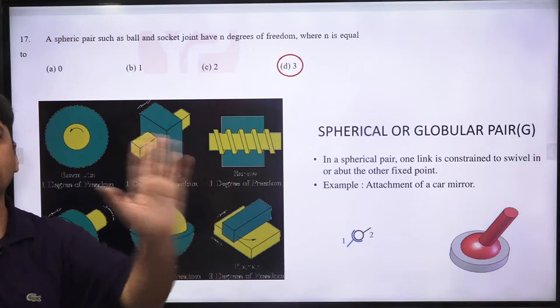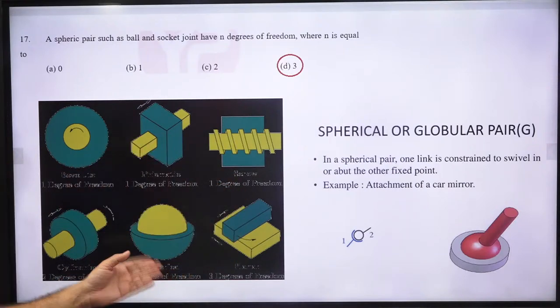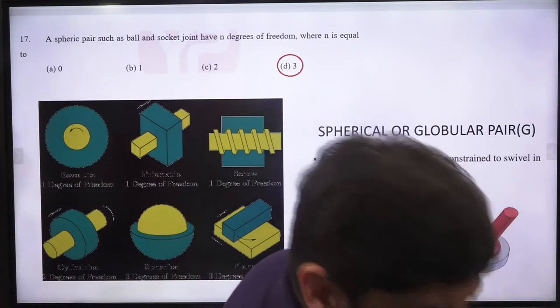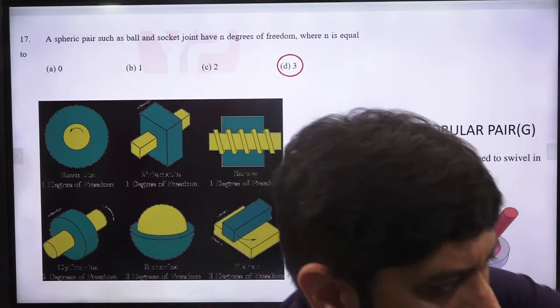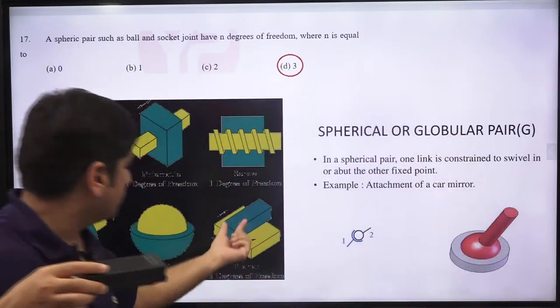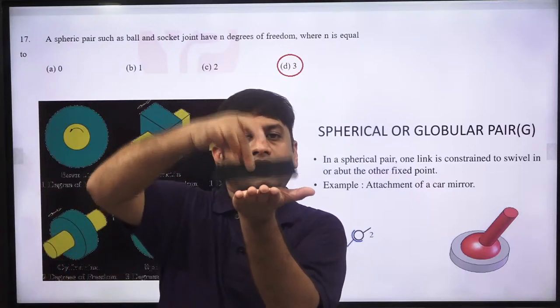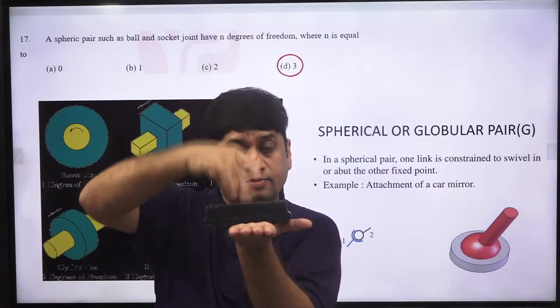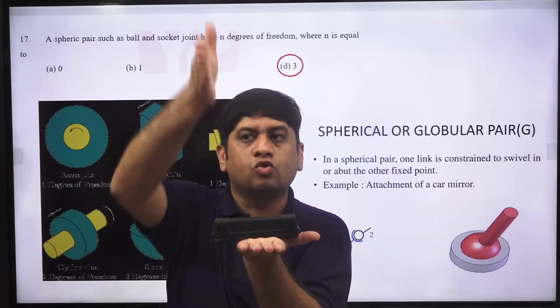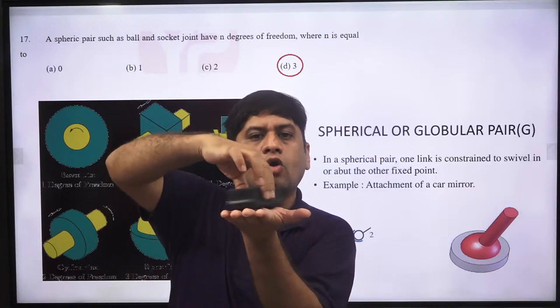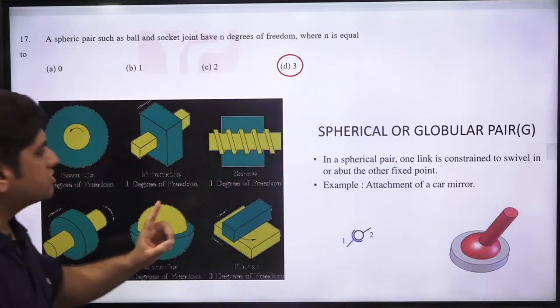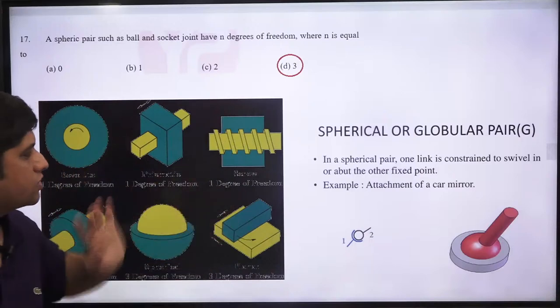Prismatic bar kept on another plane surface. It can translate about 2 axes and it can rotate about 1 axis. So let us say this is a kind of body, right? This one, and I've kept it on the plane surface. It can translate in these 2 axes. It cannot translate like this. It cannot go in this direction. It is basically constrained to translate in one direction. It can rotate only about 1 axis. So 3 degrees of freedom for this also, 3 degrees of freedom for this also. Remember this.